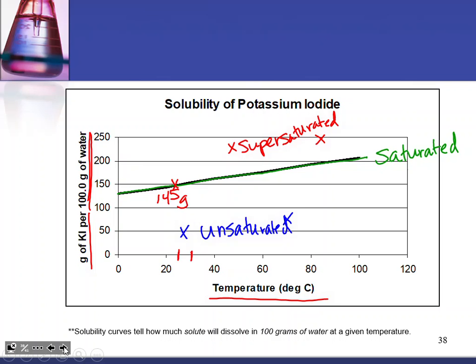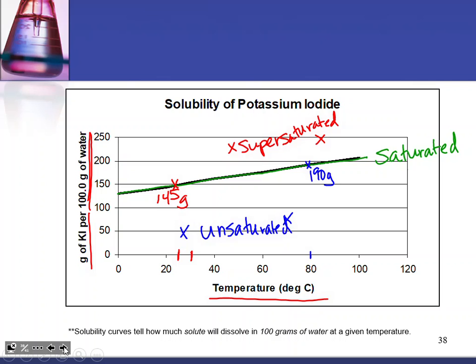How about at 80? Here's 80, so we go up to the line. How much is that about? About 190, I think that's a good number. Yeah, sure. Now on number 3, pay attention to the question and the way that it's worded.